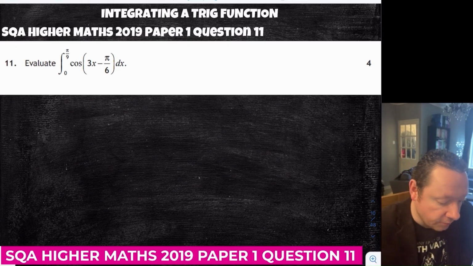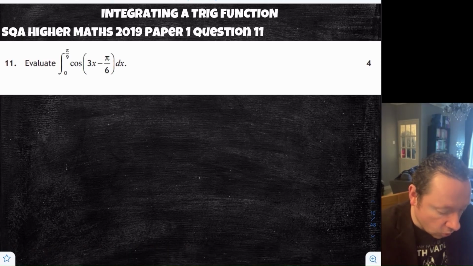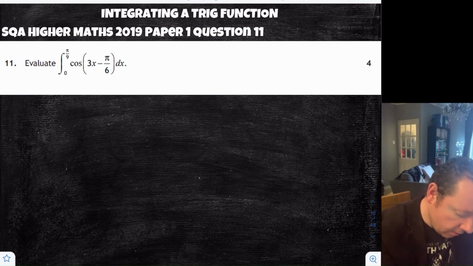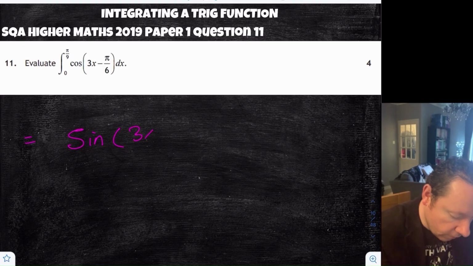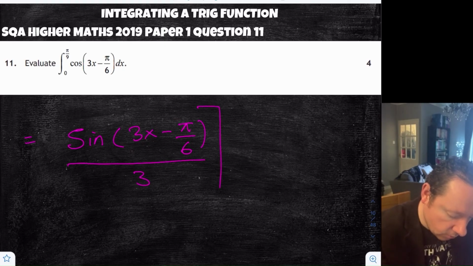We've got Higher Maths 2019 paper 1 question 11. Evaluate the integral between 0 and pi over 9 of cos 3x minus pi over 6 dx. Exact value question as well, because it's non-calculator. So let's start integrating. That becomes cos goes to sine, remember. We're looking at the start of the exam paper. The whole function 3x minus pi over 6. But then we need to differentiate this. Well, that's just a number, so that's nothing. That becomes 3. So divide by 3. And that is the integral between 0 and pi over 9. So there's our first step.